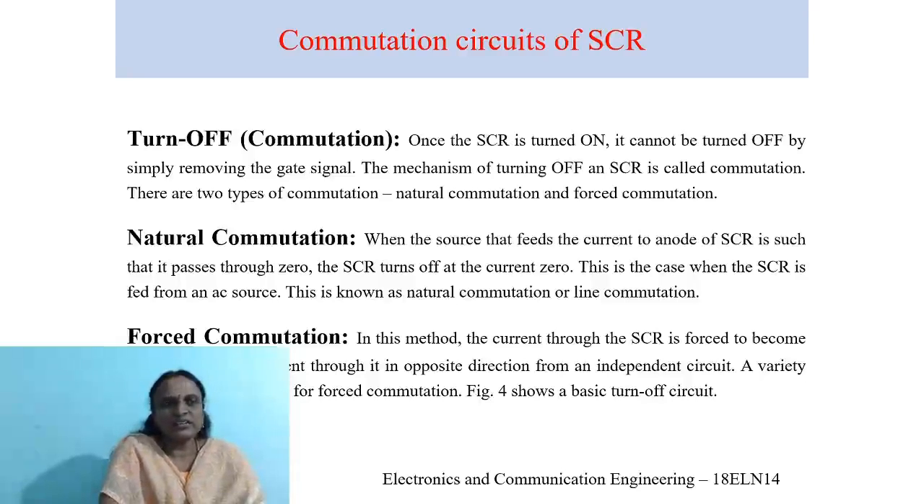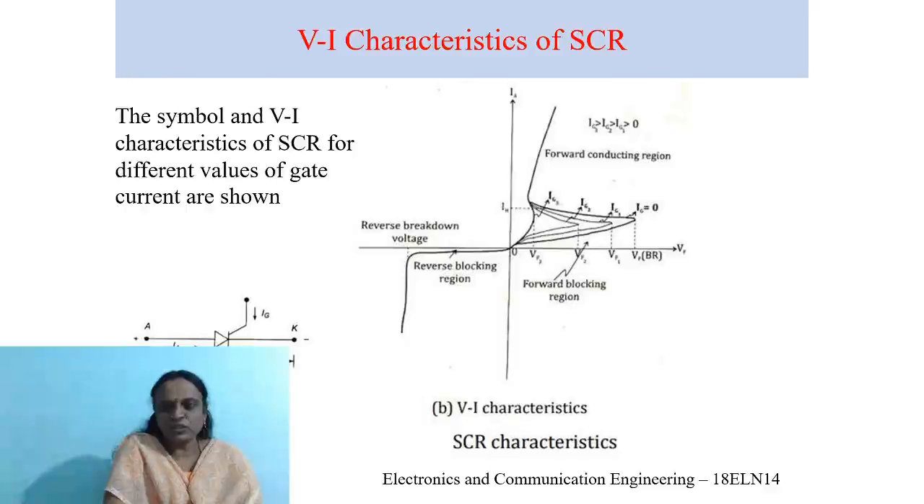Whereas the other method is forced commutation. In forced commutation, we have to force the SCR current to become zero. How do we force it? The current through the SCR is forced to become zero by passing a current through it in the opposite direction from an independent circuit. A variety of circuits are available for forced commutation, and we can see a forced commutation circuit here.